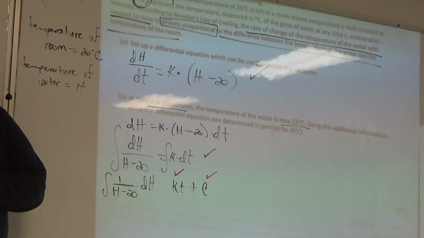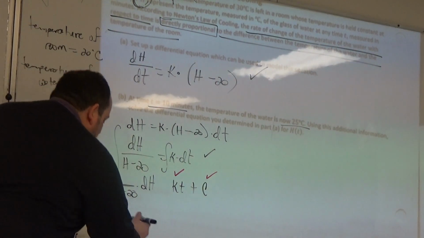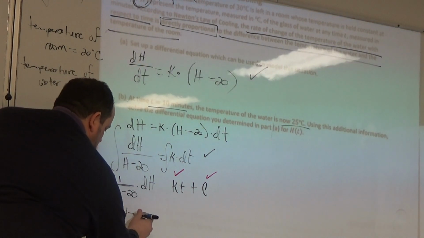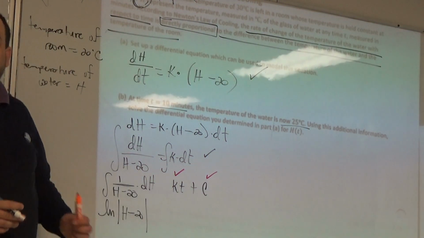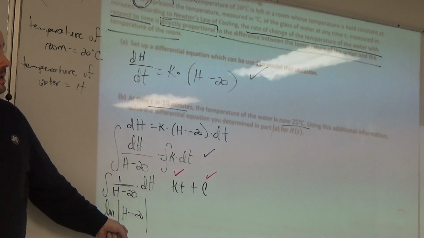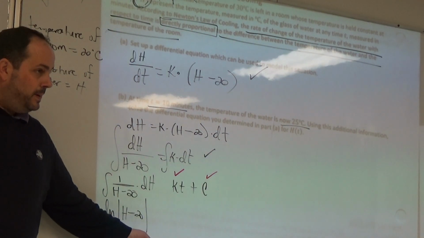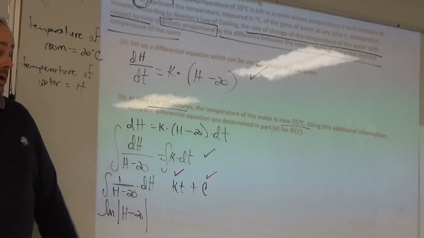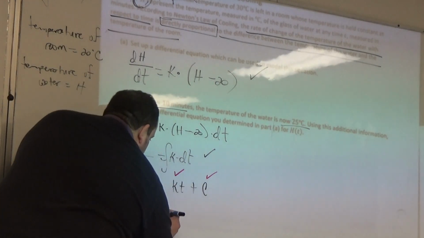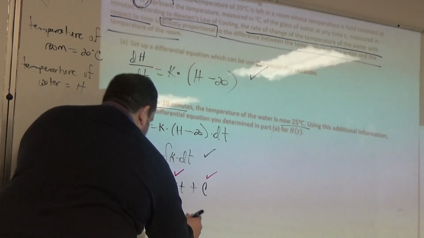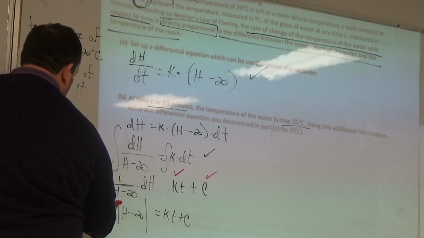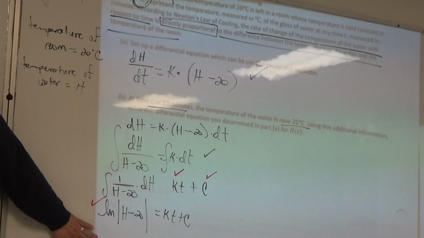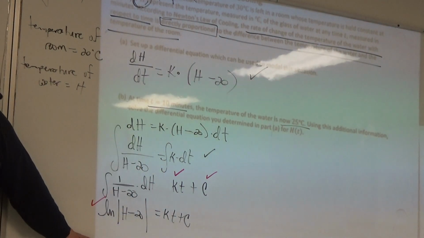Jose, what do you see? Natural log. Natural log of what? Natural log of H minus 20, and double check it, take the derivative. The chain rule says make it 1 over H minus 20, that's good, times the derivative of H, which is 1. So natural log absolute value of H minus 20 equals KT plus C. I would hope that for most of the friends in the room, now life is good. We're done with the calc.